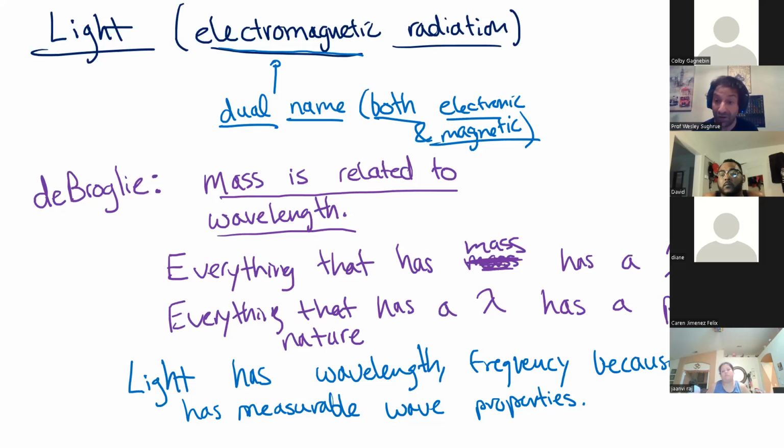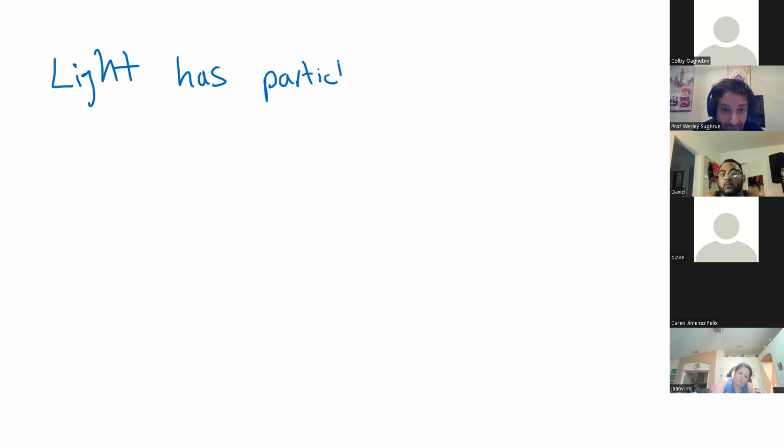So, along with that, studying light, they also found that light has particle nature. And some of you guys have heard of the name used for a light particle. The name is the photon.